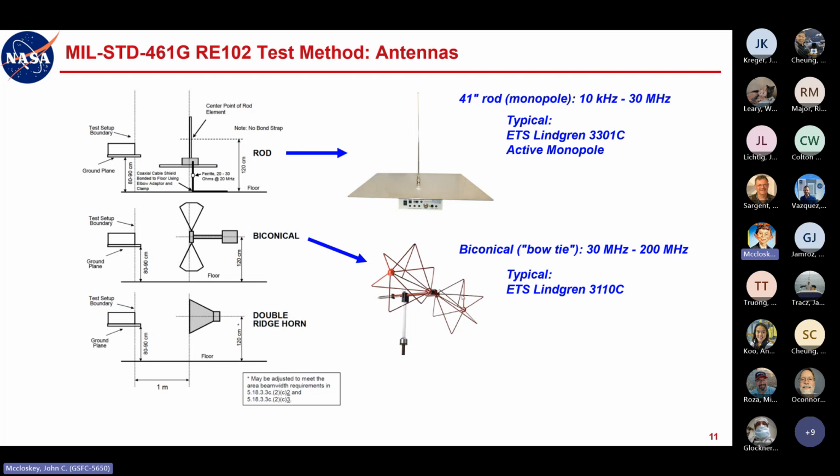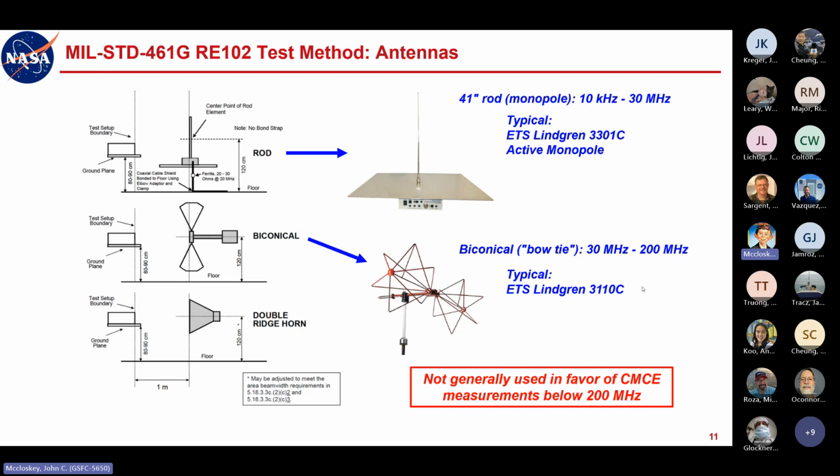So for the 30 to 200 megahertz range, we use the biconical, sometimes colloquially called the bow tie antenna. I'm not making that up. It is sometimes called a bow tie, but the official term is biconical. A typical model, you'll notice ETS Lindgren is a pretty common name here, they're kind of the industry standard for test antennas, is the 3110C. These two are just not generally used, in favor of the common mode conducted emissions measurements below 200 megahertz that we've discussed.